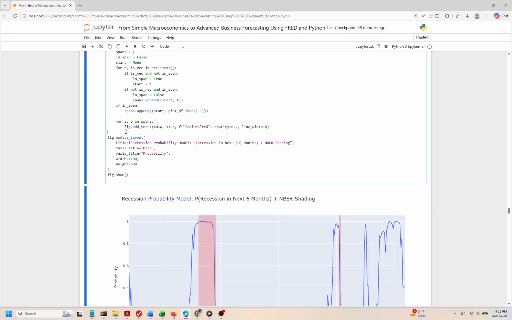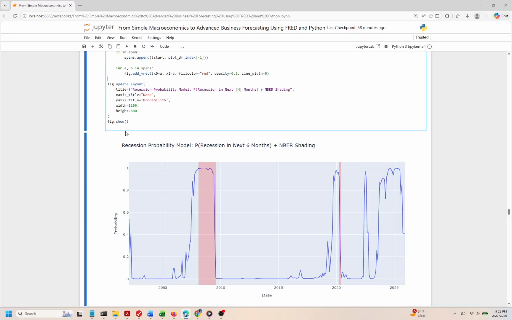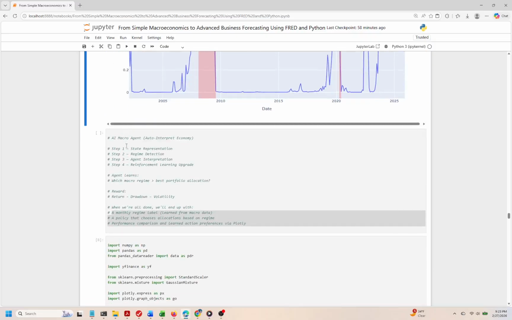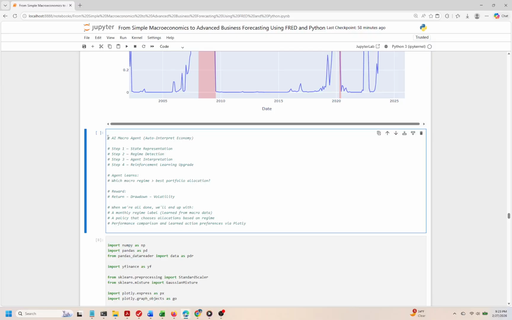Cell 20. In this cell, we're diving into the foundational concepts for creating an AI macro agent that interprets economic conditions and adjusts portfolio allocations accordingly. This is significant because connecting macroeconomic data to investment strategies can lead to more informed and effective decision-making. The process outlined here is methodical and sequential, starting with state representation, which forms the basis for how our agent perceives different macroeconomic regimes. Following that, we have regime detection, where the agent identifies the current economic conditions based on historical data. This step is crucial, since different regimes often demand distinct strategies for portfolio management.